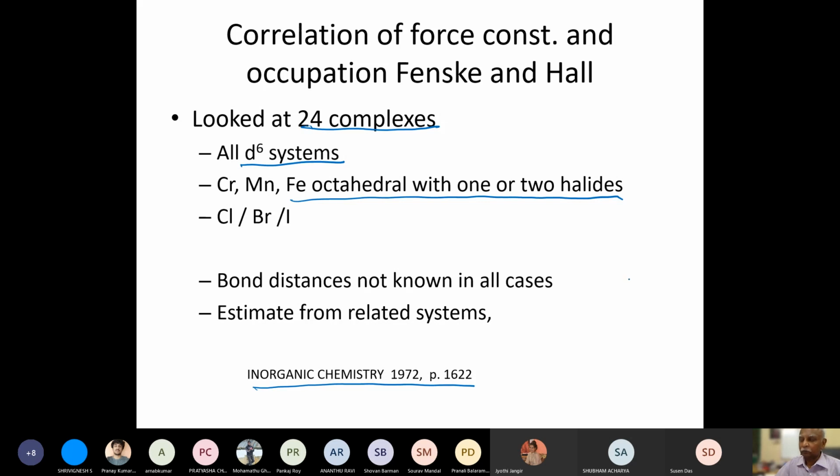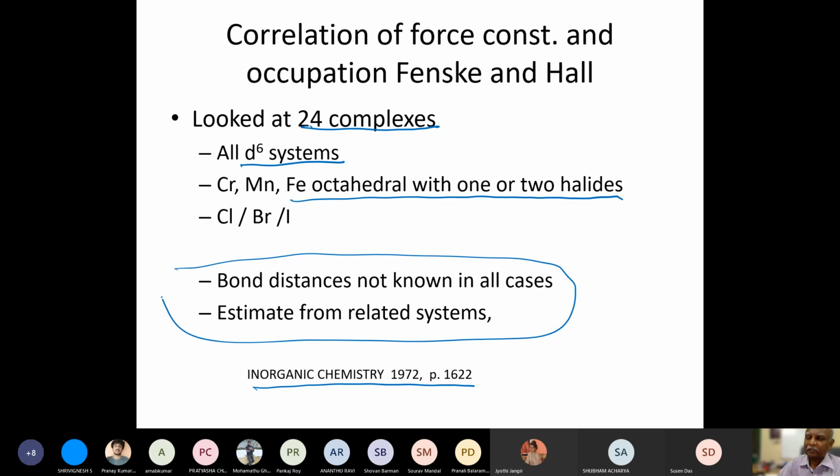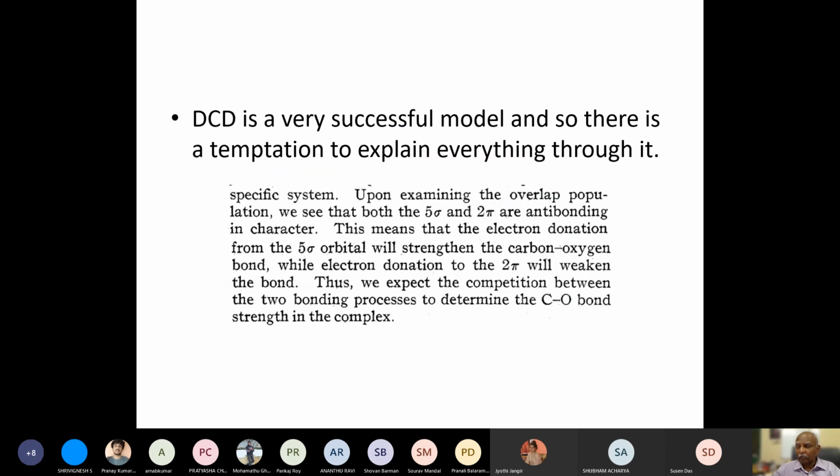Now, there are some defects in the study, and one of the criticisms that can be made is that not in all cases did they have bond distances, but they estimated bond distances from related systems. That's what a computational chemist will do. Now, let's continue and see what they did. They tried to explain everything in terms of the DCD model. They said that both phi sigma and 2 pi is actually the pi star.